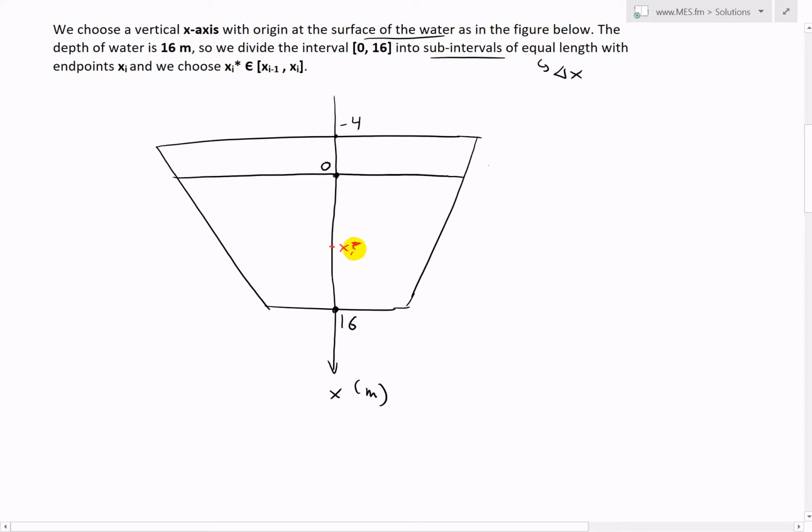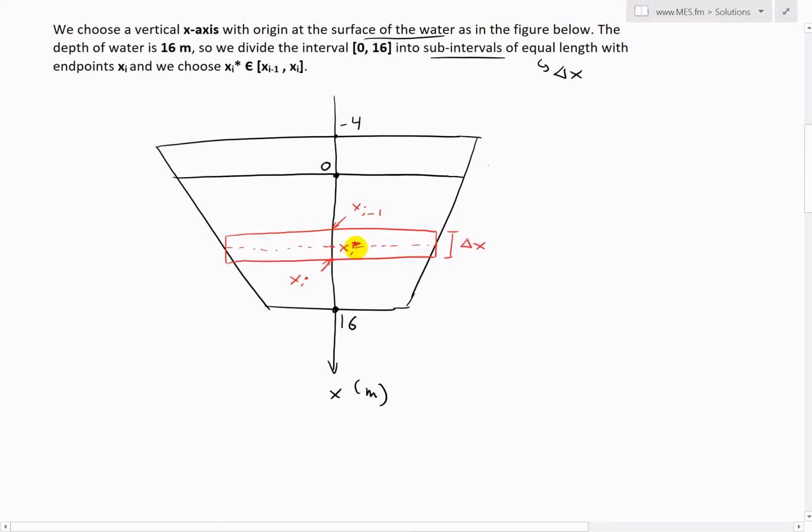Actually, this point is the one that's at this point here. What I'm going to do is draw a thin rectangle. So at this point, I'm going to draw this like that. So this length across is delta x. This point right here is our xi, and then here is our xi minus 1. So this xi star could be any x value inside of this small interval here.